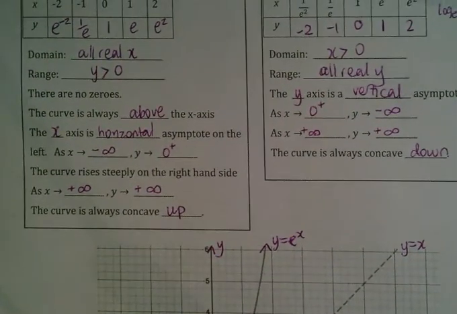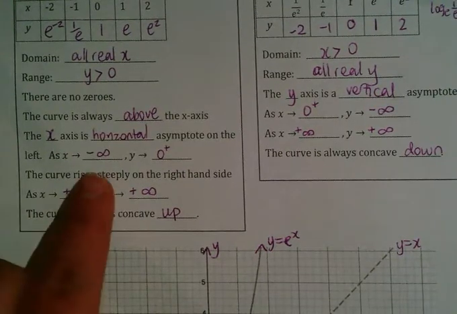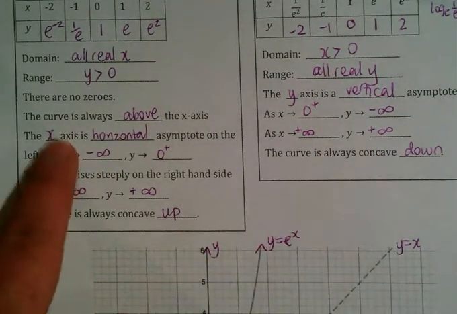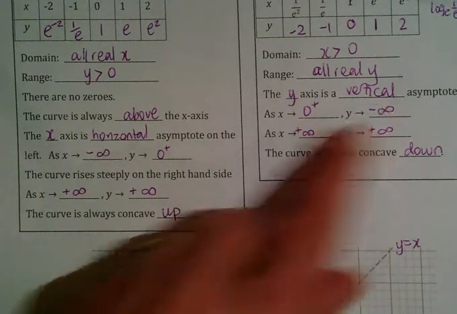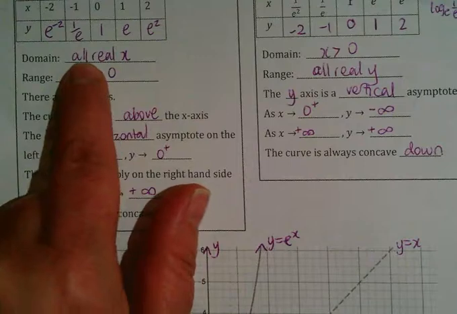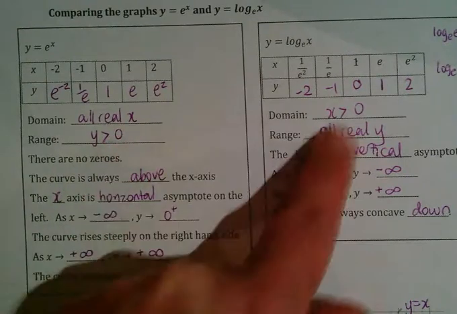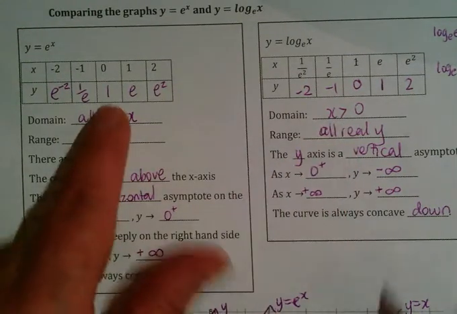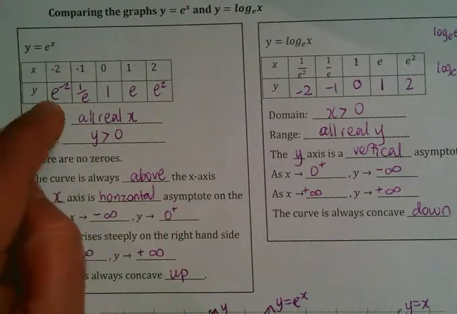Okay, so if you compare those two, you can see that you've got some opposites happening here. The x-axis is a horizontal asymptote, the y-axis is a vertical asymptote. The domain here for e to the x is all real x, but the range is y greater than 0. Over here, the range is all real y, and the domain is x greater than 0. If you look here at the x and the y values, they are actually flipped.